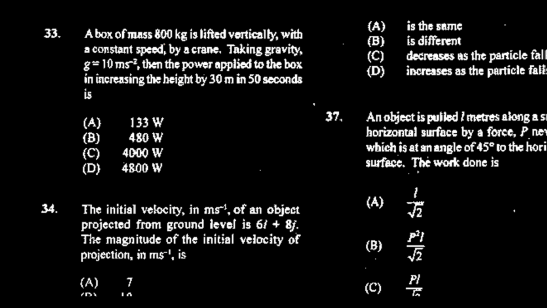So this tells us a box of mass 800 kilograms is lifted vertically with a constant speed by a crane, taking gravity g, then the power applied to the box in increasing the height by 30 meters in 50 seconds is, so we know that power is equal to work done divided by time. Now we also know that work done is equal to force times distance. So for this case, our distance is 30 meters, our time here is 50 seconds. So we need to figure out what the force is.